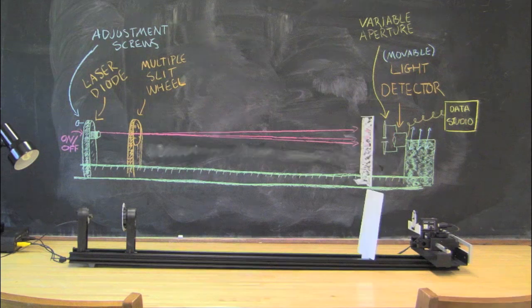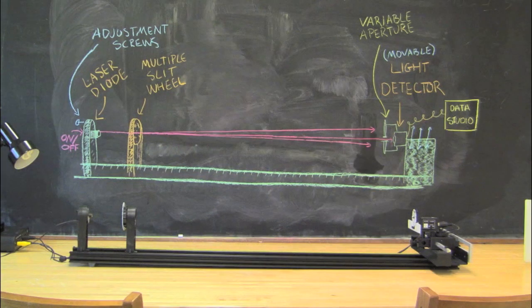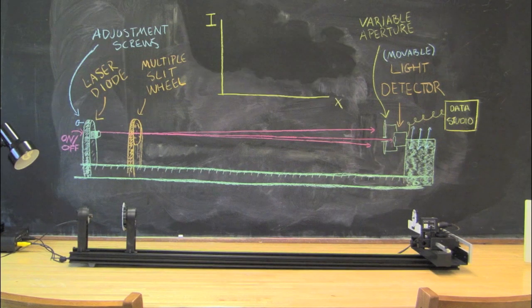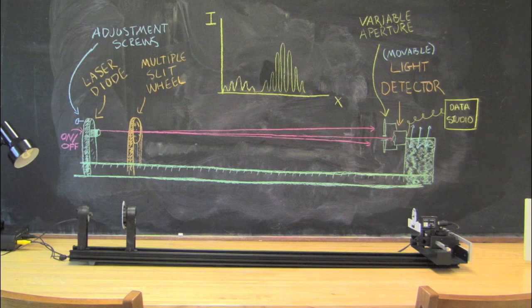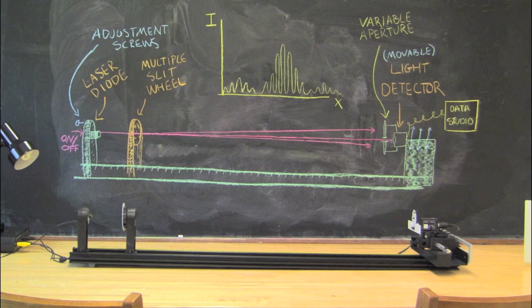If you put the white plate in front of the detector, you'll see the double slit interference pattern. Try the other settings on the slit wheel and make sure you understand how the resulting patterns differ. To measure the fringe spacing, sweep the detector across the pattern by slowly rotating the wheel on the translation mount. We'll use Data Studio to collect and plot this data.